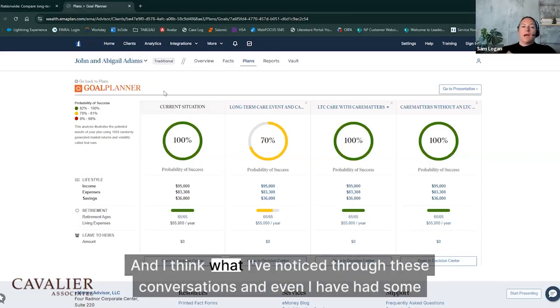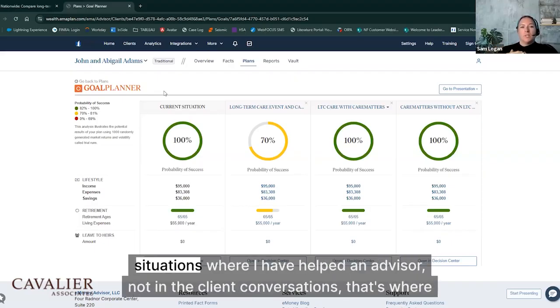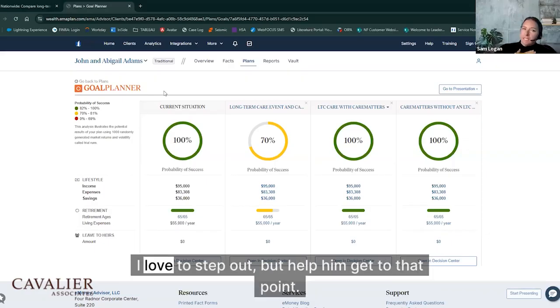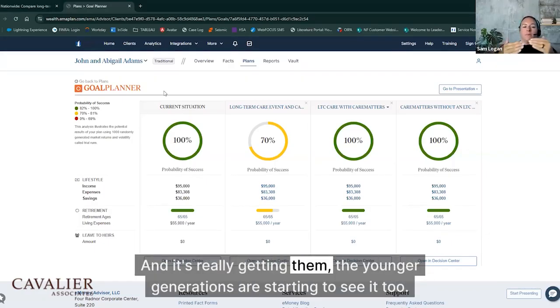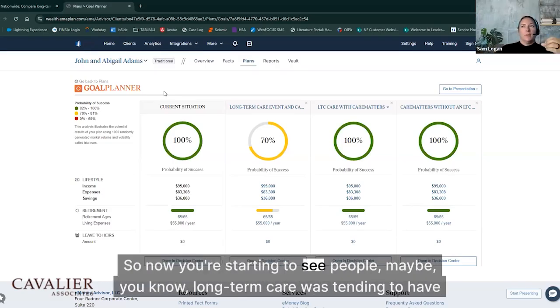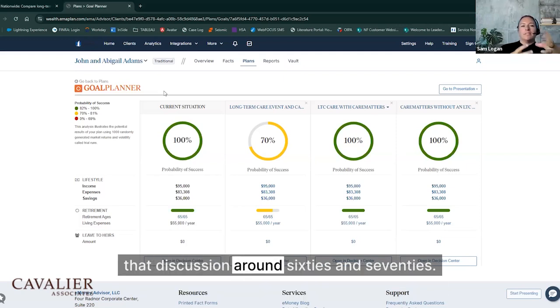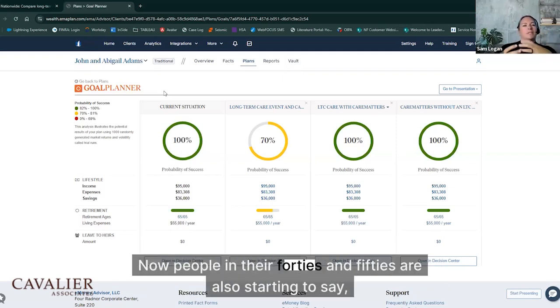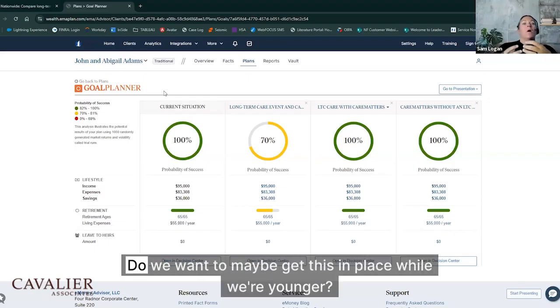100%. And what I've noticed through these conversations, and I have had some situations where I've helped an advisor, not in the client conversation, that's where I love to step out, but help them get to that point, is that the younger generations are starting to see it too. Long-term care was tending to have that discussion around the 60s and 70s. Now people in their 40s and 50s are also starting to say, well, if this is something we can afford, do we want to maybe get this in place while we're younger?